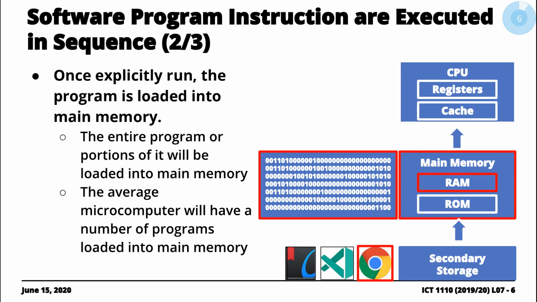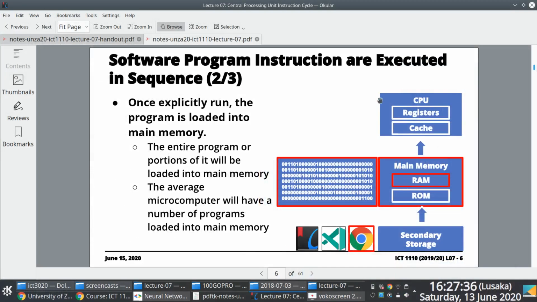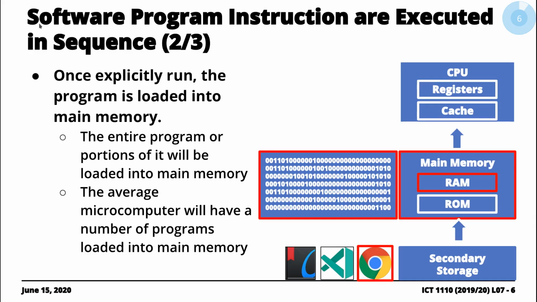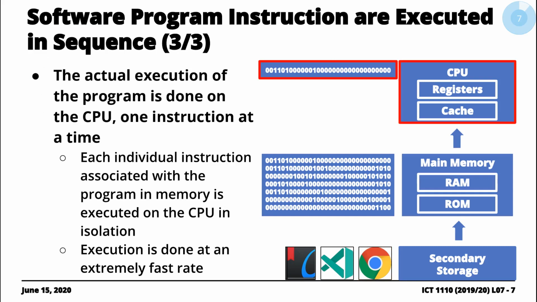Right now, one of the software programs that is in RAM is Okular, in my case. As I'm interacting with Okular, the instructions associated with Okular are being fetched from RAM and then executed by the CPU, one instruction at a time. Very simple ideas, but extremely powerful. Very, very interesting stuff here.